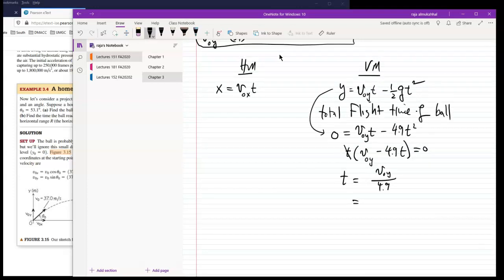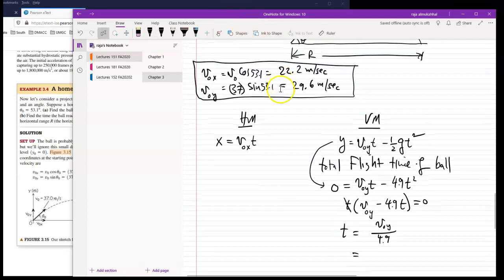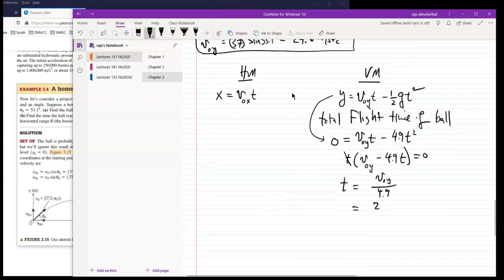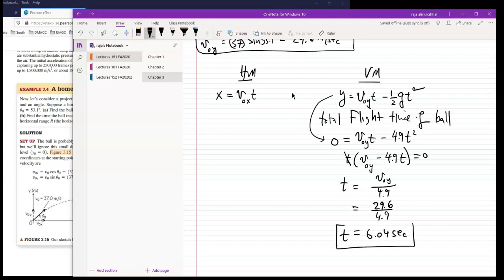Well, v naught y, I just got it right here. V naught y is 29.6, right? So I'm going to plug it in, divided by 4.9. And that will give me, let me use my calculator, 29.6 divided by 4.9, answer 6.04. So I have here 6.04 seconds. This is the total time of flight. Got it? Okay.